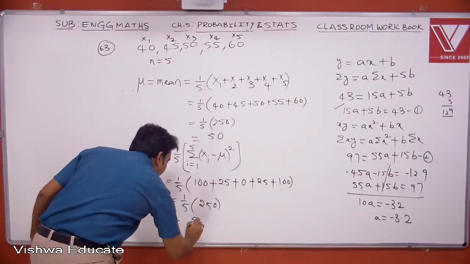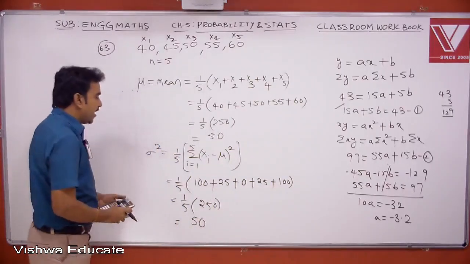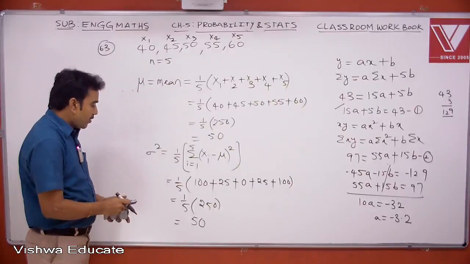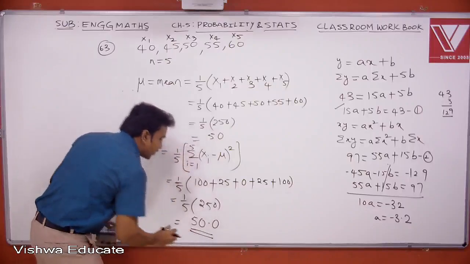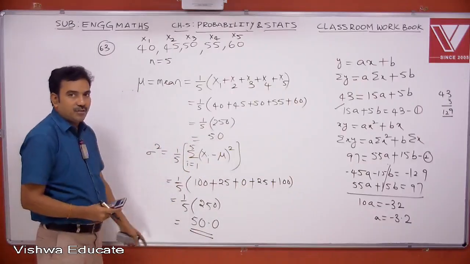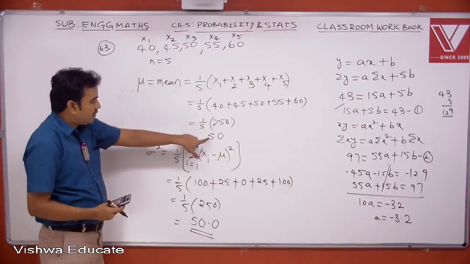Therefore the variance in this case is 50. We need to write it up to 1 decimal place, so it is 50.0. The mean value is 50.